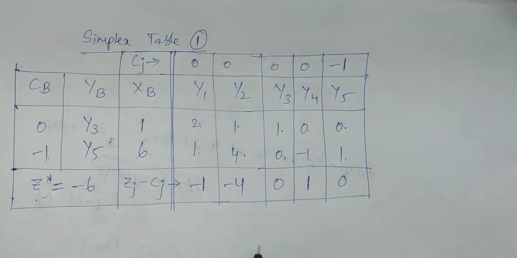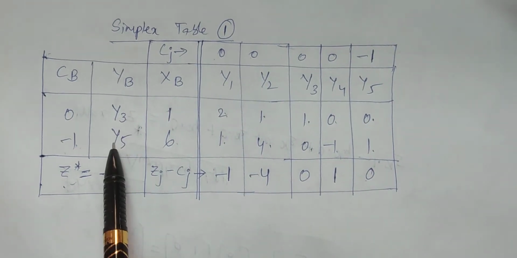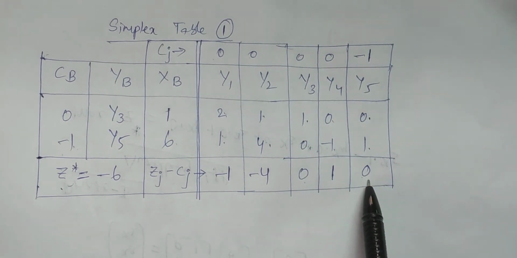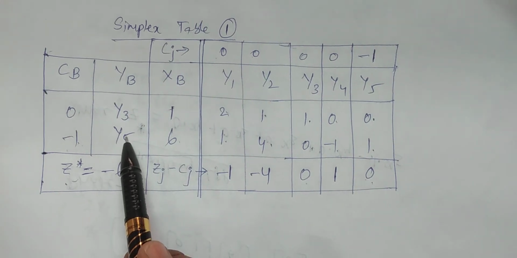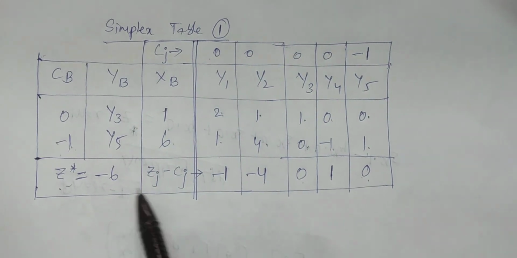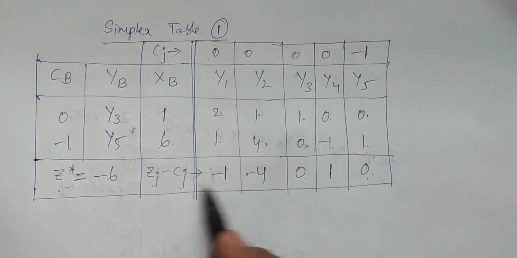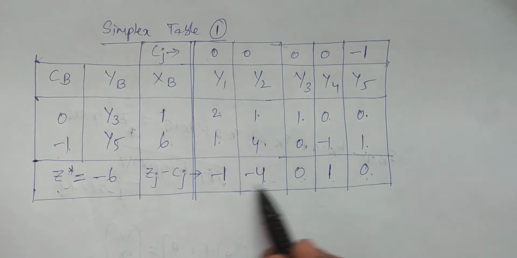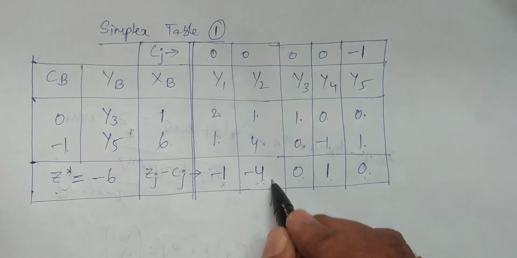So you see the net evaluations you observe again. For y3 and y5, the net evaluation must be 0. y3 net evaluation 0, y5 net evaluation 0. These form the basis matrix 1, 0, 0, 1. So y3, y5. This is the calculation of zj minus cj net evaluations: -1, -4, 0, 1, 0. Now apply the simplex procedure. There are two negatives here, -1 and -4, of which the most negative is -4.